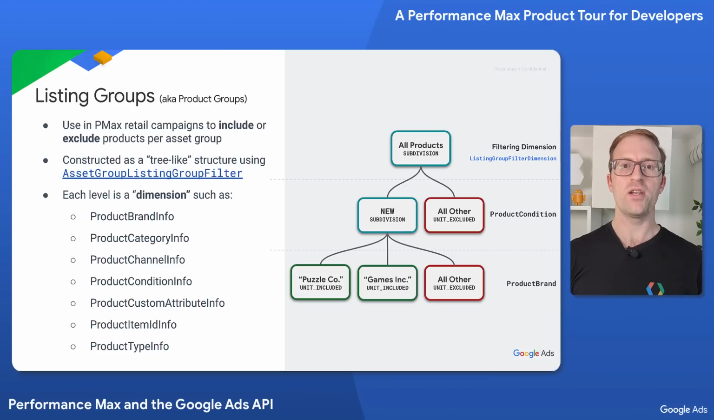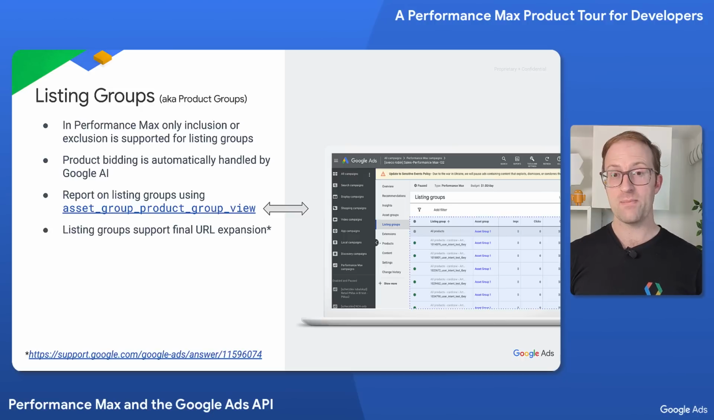For example, you can use filters to group associated products such as product category, product condition, or brand, the purpose of which is for bidding and reporting. The bidding is handled automatically by Google AI, but you can access the asset group to see how these different product groups are performing. Listing groups also work with final URL expansion, so make sure you check out that feature.